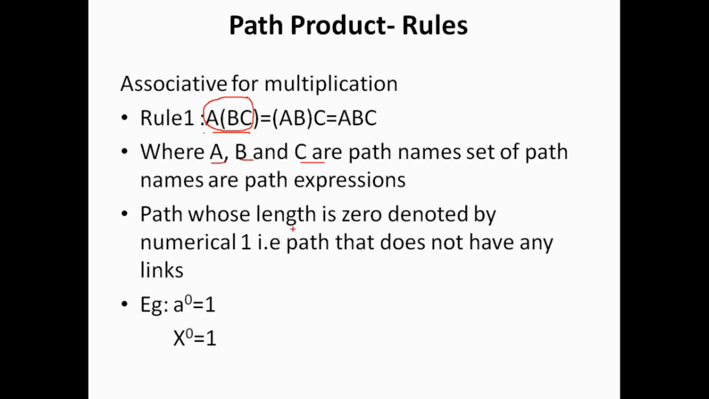Here, a path whose length is 0 is denoted by the number 1. So if you are considering two nodes, in between we are specifying a path. If we are considering a single node which does not have any path, then it is denoted with a to the power of 0, which is nothing but 1. And in a subpath also we can represent it with x to the power of 0, which is also 1.